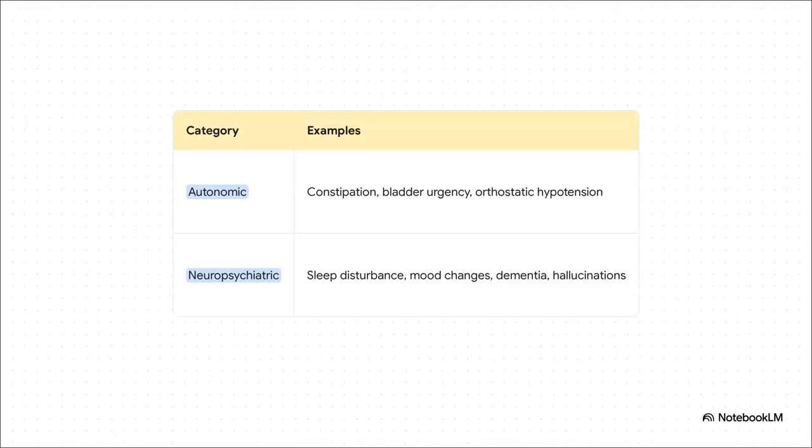And finally, it is so vital to remember that Parkinson's is much, much more than a movement disorder. The non-motor symptoms can be just as disabling as the movement problems, if not more so. We're talking about a whole range of things, from autonomic problems like constipation and drops in blood pressure to a whole host of neuropsychiatric issues like sleep disturbance, mood changes, anxiety, and cognitive problems. Managing these is an absolutely critical part of comprehensive care.